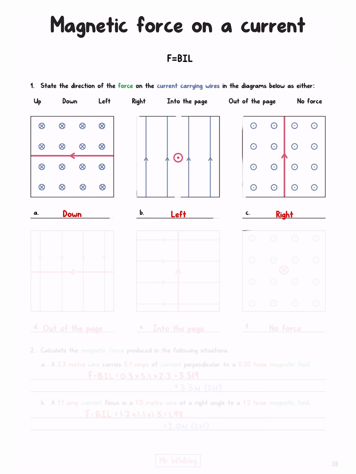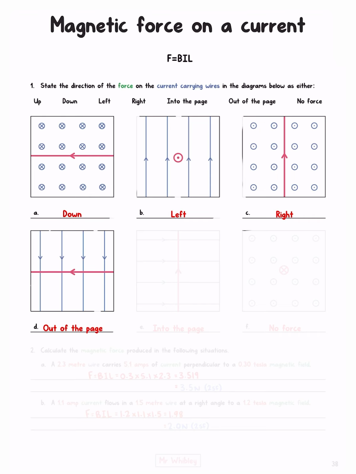For our next example, our magnetic field is traveling downwards, and our current is traveling towards the left. Getting our right hand, pointing our fingers downwards, and our thumb towards the left, your palm will now be facing out of the page, which is the direction of our force.